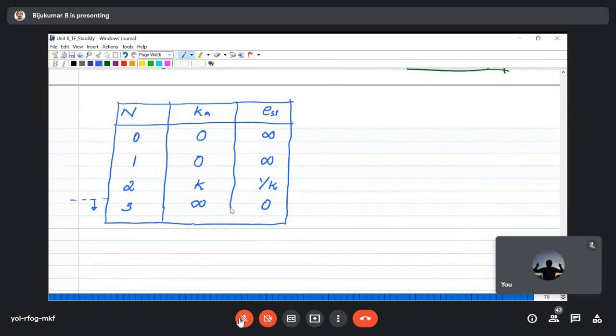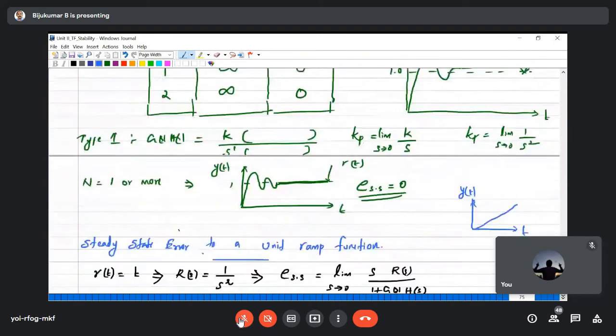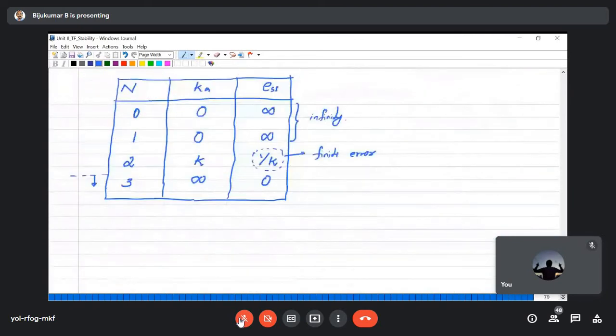So for a parabolic reference input, you can see that only for a type 2 system we are getting a finite error, right? And the value depends upon the gain of the system. And for type 0 and type 1 systems, it is always infinity only. Right? So if the type is 3 or more, it is 0. Clear? So now we will see some numeric examples.